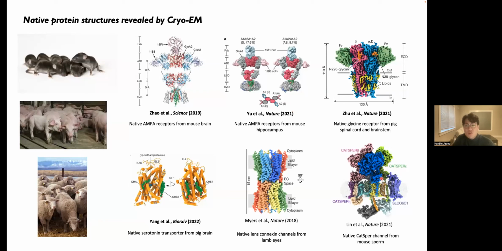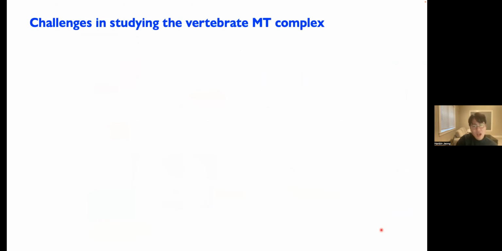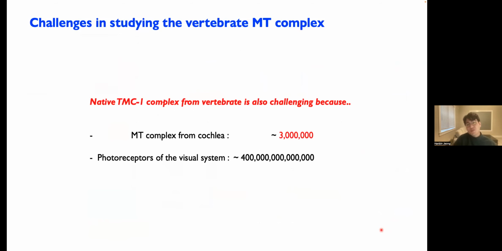We could use a transgenic mouse model, introducing an affinity tag on each target protein. For example, the native CatSper channel studies from mouse sperm. However, isolating TMC1 protein from a native source is also challenging because there are very small numbers of TMC1 channel complexes in the cochlea, compared to photoreceptors in the visual system.